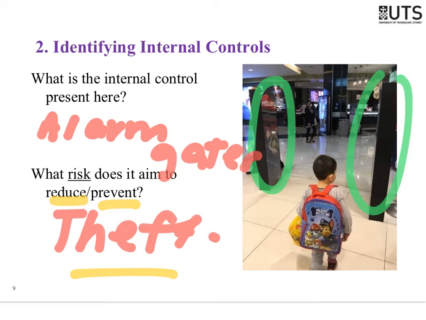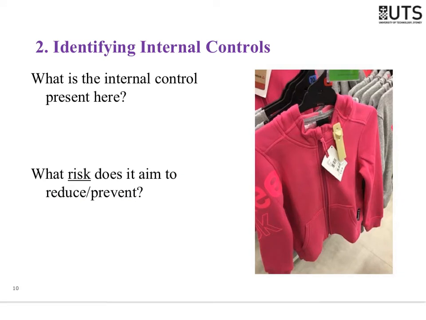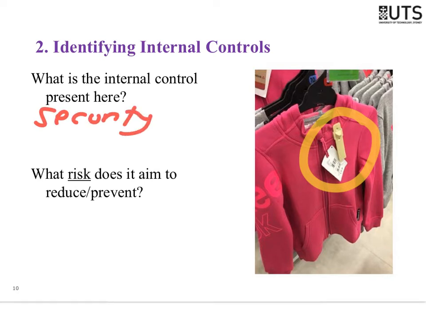Now let's do this one more time. Where do you see the control in this particular picture? Yes. Right there. Okay? Guys, there's two things there. There's a security tag and there's also the barcode tag. Right? There's actually two here. Now, let me write this one down. So you've got the security tag and you've got the barcode.